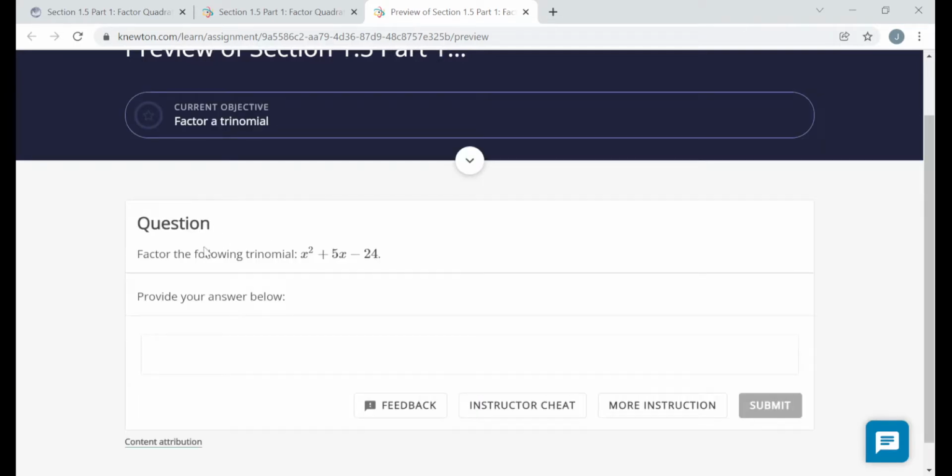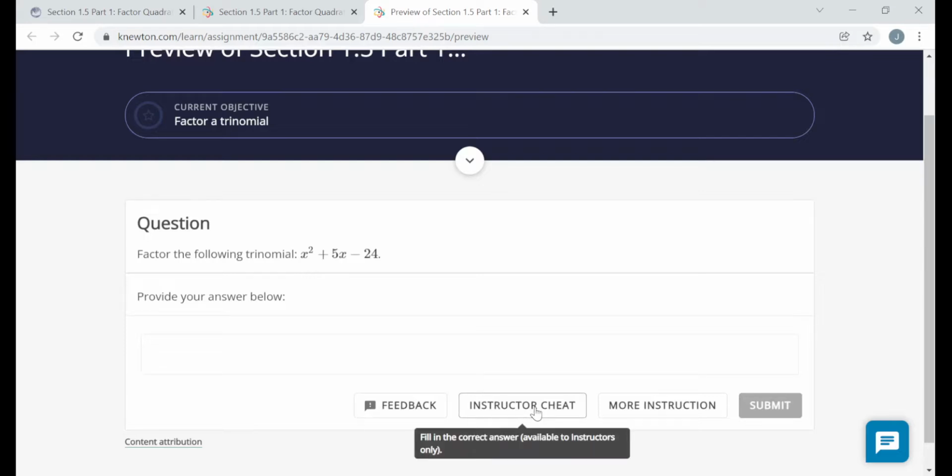Alright, so I have this question: factor the following trinomial, x squared plus 5x minus 24. Now, you're going to see some buttons at the bottom. There's this feedback button, which you'll be able to click on and submit feedback to Knewton. Tell them if there are any issues you're having with the question.